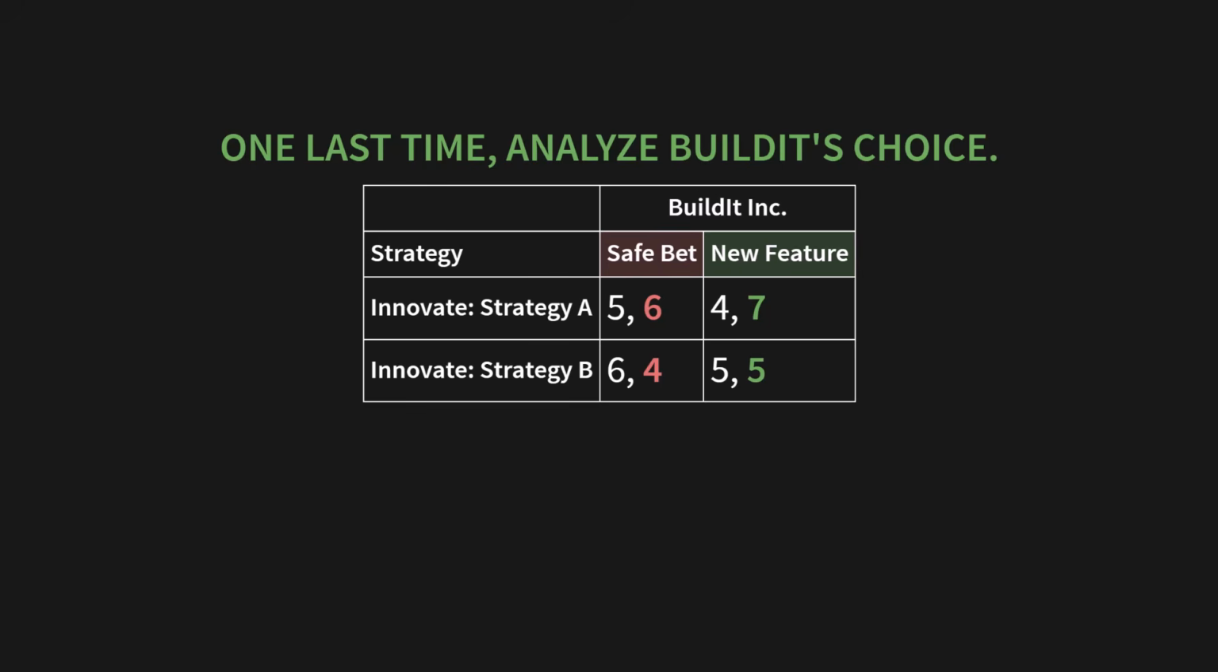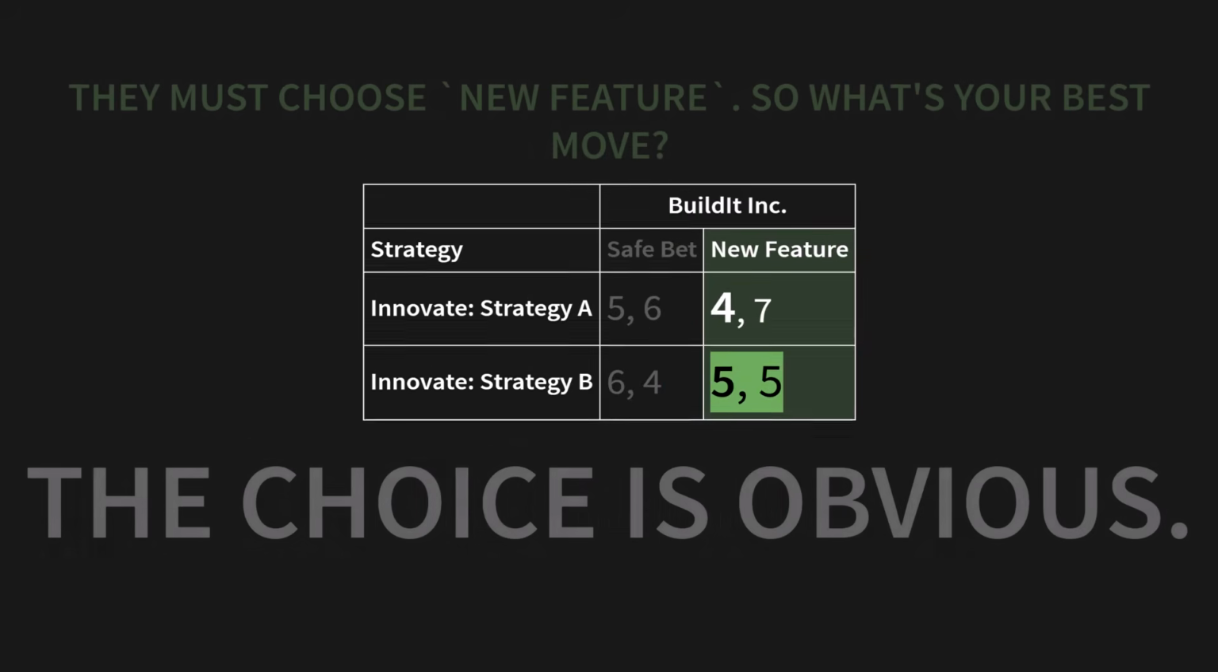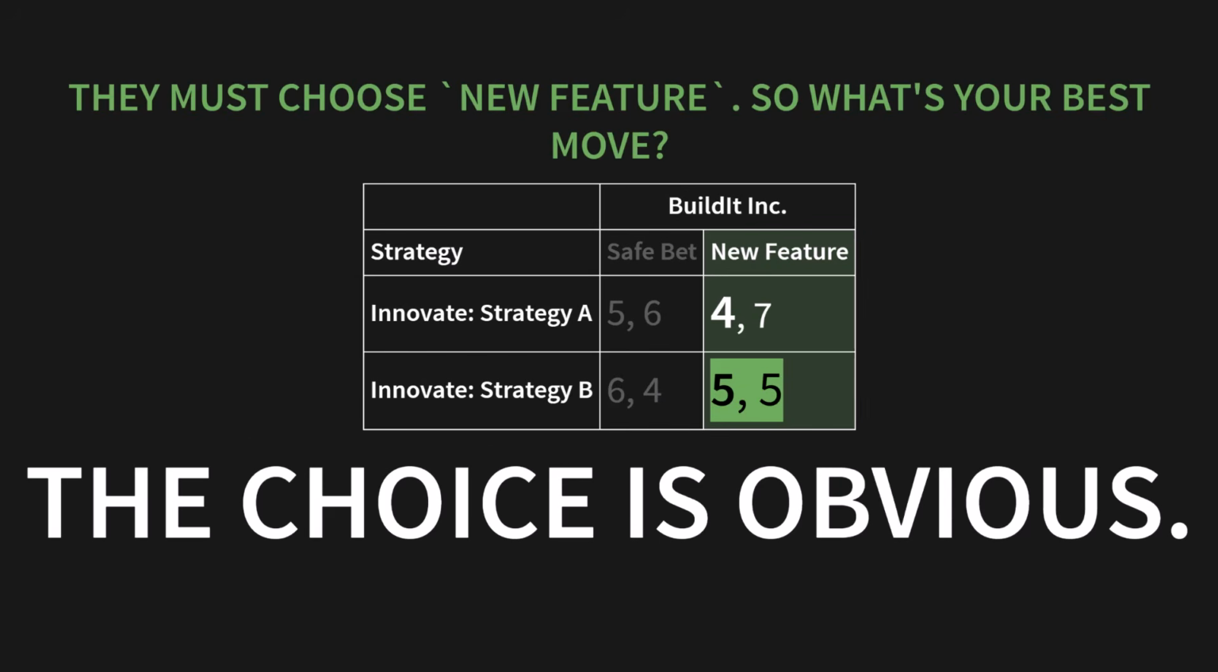If you play strategy B, they'd still prefer new feature. 5 is better than 4. So new feature now strictly dominates Safe Bet for Build It Inc. You have just predicted their move with certainty. They must choose new feature.